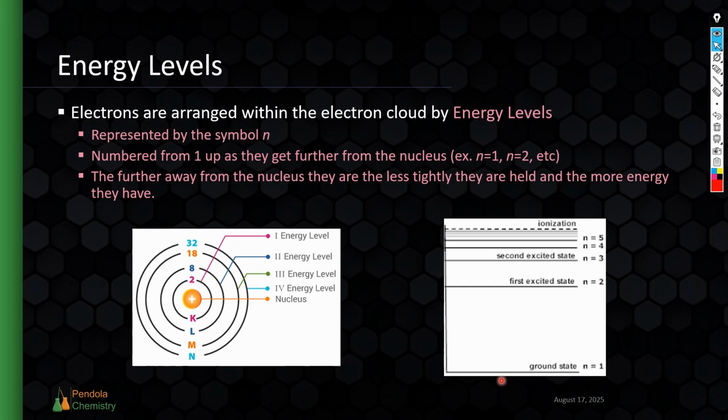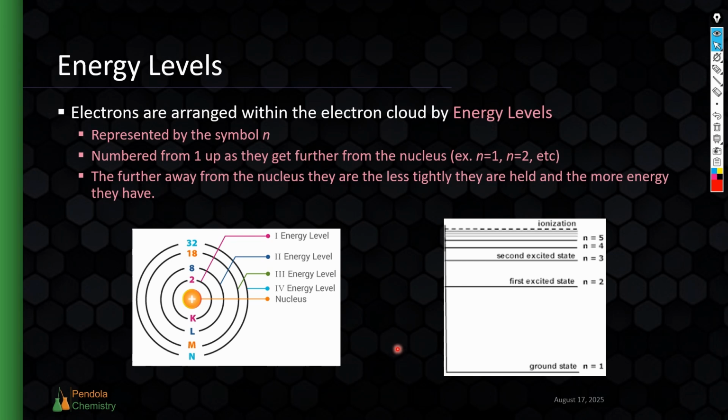And so we will imagine the nucleus to be here at the bottom, and then the lines going out from there are the energy levels. So if we have the nucleus at the bottom, then the first line representing the first energy level is energy level 1, then farther out is energy level 2, farther on than that is energy level 3, so on and so forth.